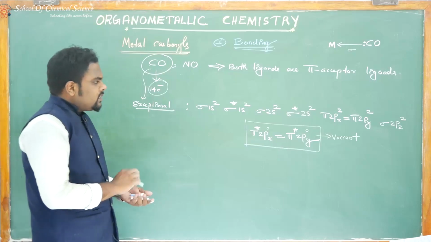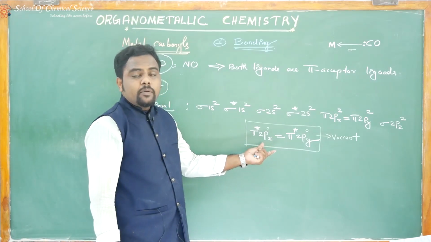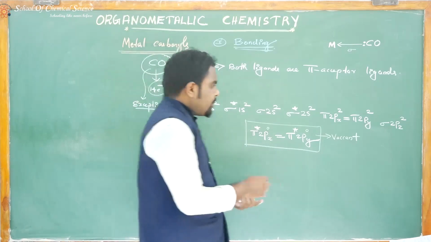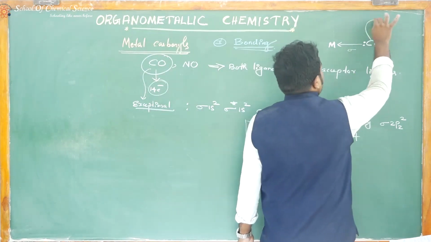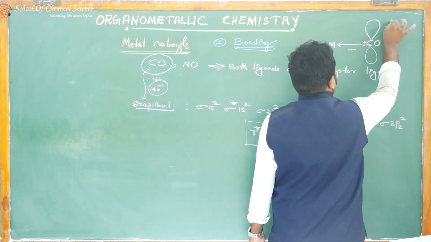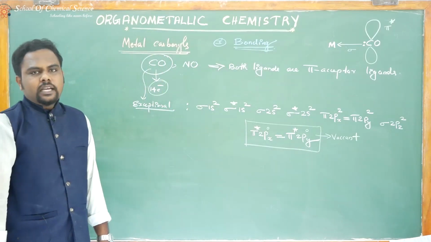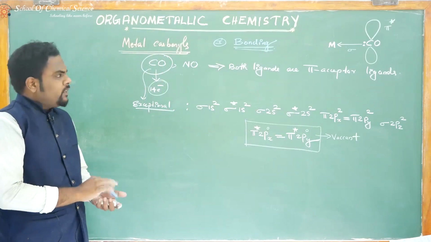Then you know this carbon monoxide has a vacant pi star orbital. Carbon monoxide has a vacant pi star orbital. This is the vacant pi star orbital of carbon monoxide. Clear?